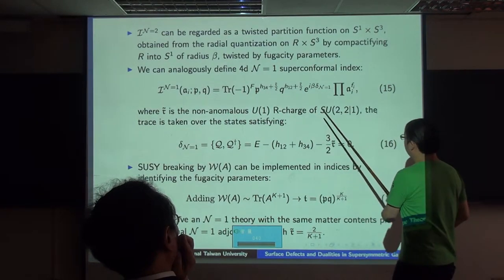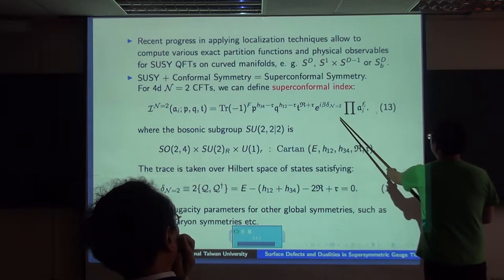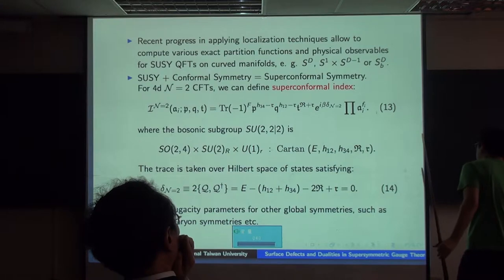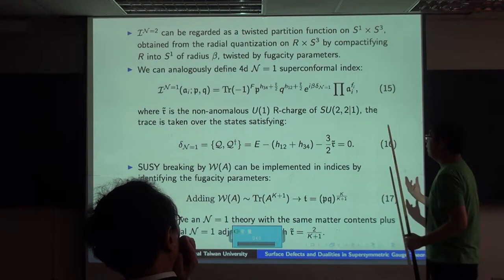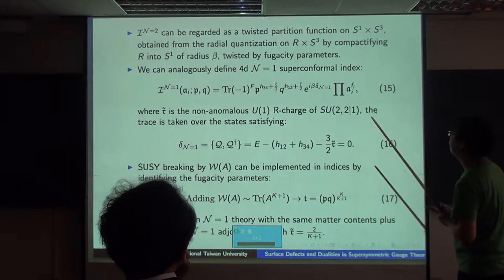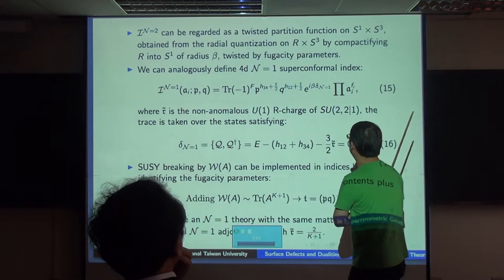But the crucial fact is that if you look at the definition of the index here, this thing is going to be tuned to zero in the end. So it's actually going to be your final answer. It's like a crux, if you want, that the final answer should be independent of your compactification radius. It does not depend on B.